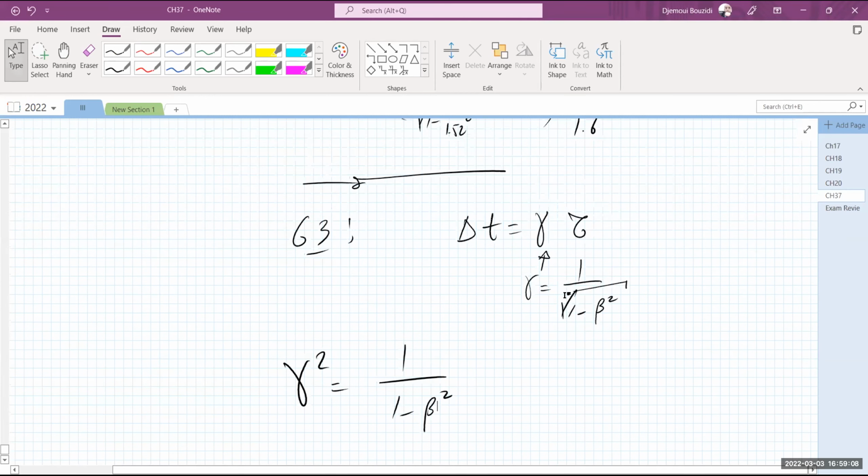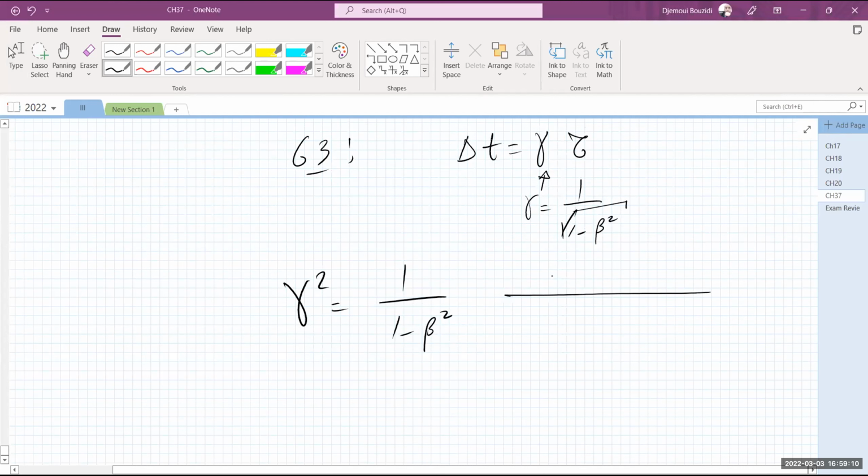Since you're given beta in the table, here is how the table looks. They gave you beta, which is u over c, and they gave you delta t. Instead of using beta as your x-axis, use gamma squared as your x-axis. So in this case, you're given beta to be 0.7. So calculate gamma squared, which is 1 over 1 minus 0.7 squared. So you're going to get a number in here, okay, which is more than 1.